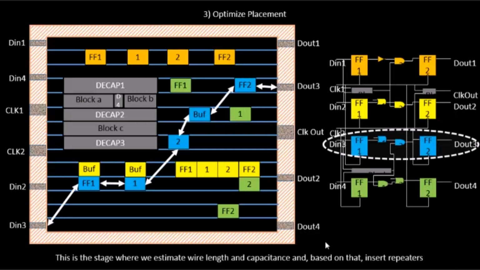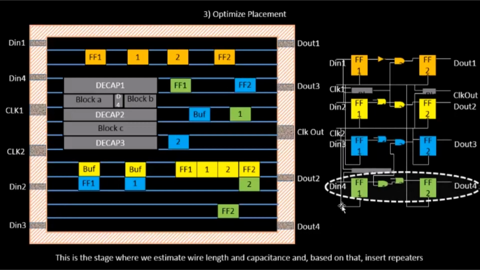Okay, next the final logic we have. So we have D in 4. This is a bit tricky. Let's see how we solve it. So D in 4 is placed somewhere over here, and D out 4 is placed somewhere over here, and the signal has to traverse from this point till this point.